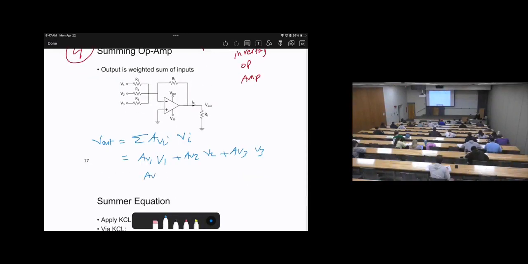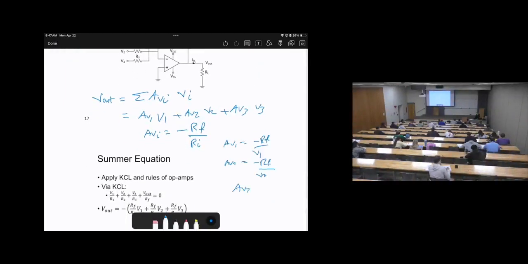You can say AVi will be negative RF over Ri, which here is the feedback resistor over this one, or this one, or this one. So as a result, AV1 will be negative RF over R1, AV2 will be negative RF over R2, and AV3 will be negative RF over R3. Okay? Does this make sense?